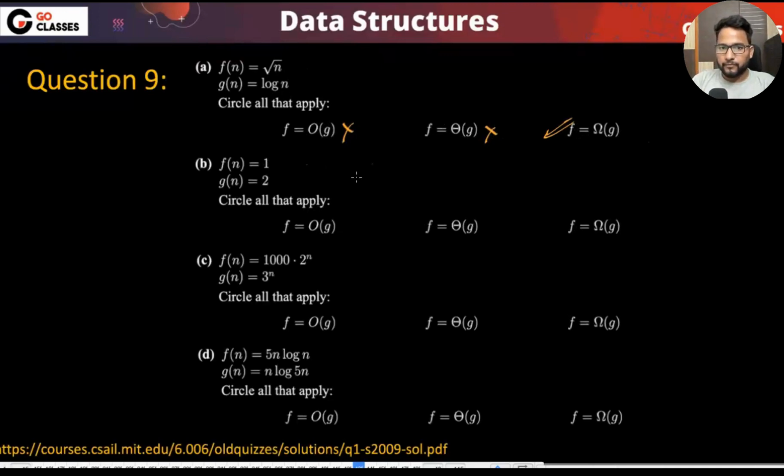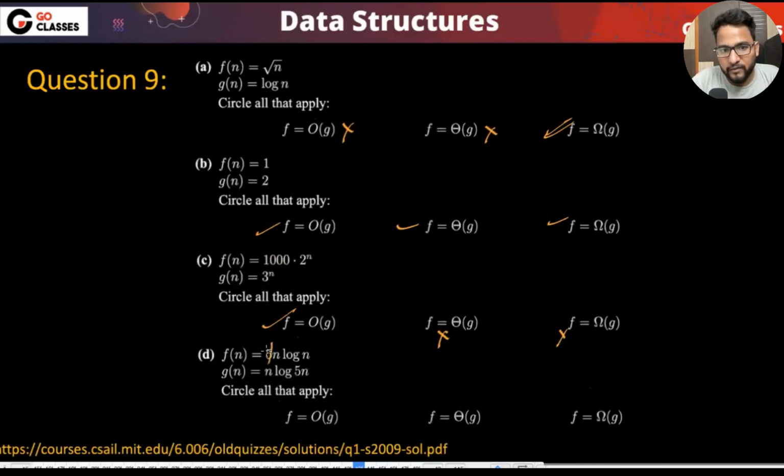All of them, right? All of them, because the constant does not matter. These are related by theta. If theta is possible, then big O and big omega both are possible, right? Okay, tell me this. This 1000 doesn't matter in asymptotic comparison, so you can just ignore it. This is 2 power n, this is 3 power n. So obviously 3 power n is strictly greater. So this theta is not possible, and this is also not possible, right?